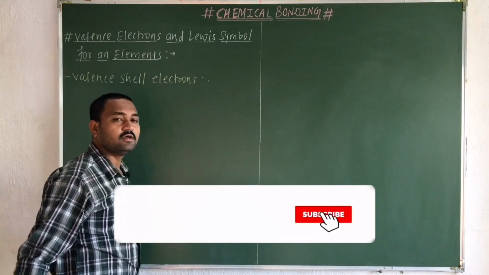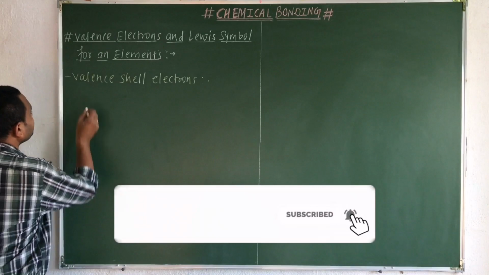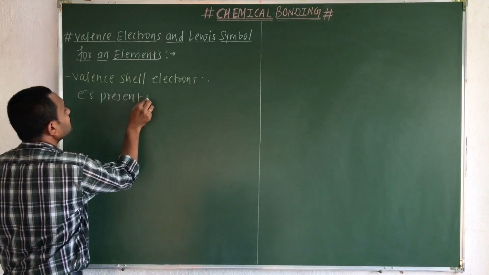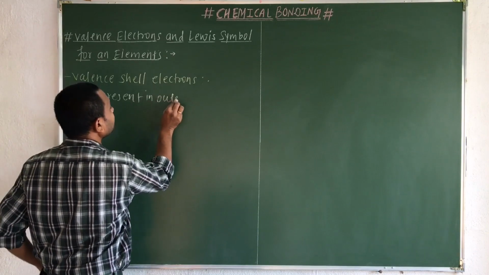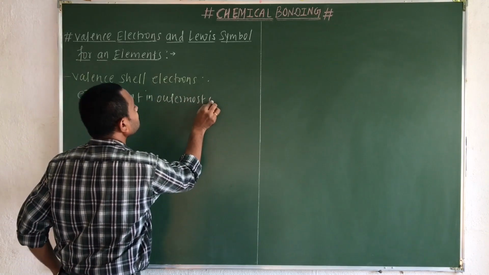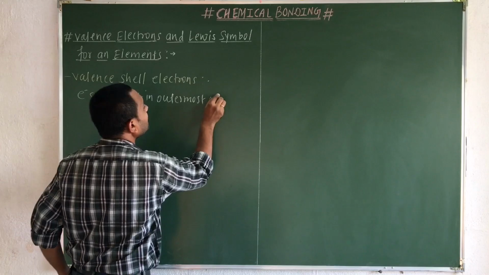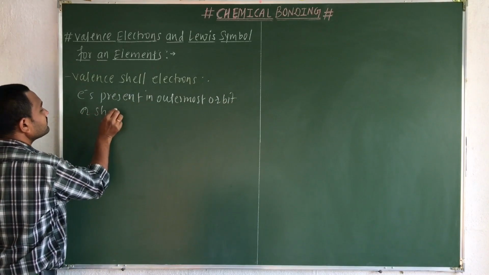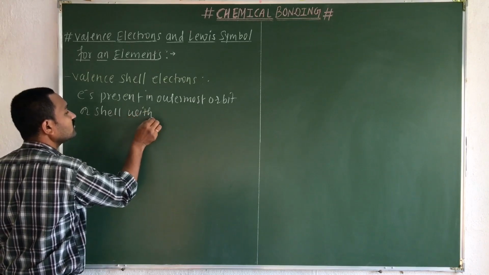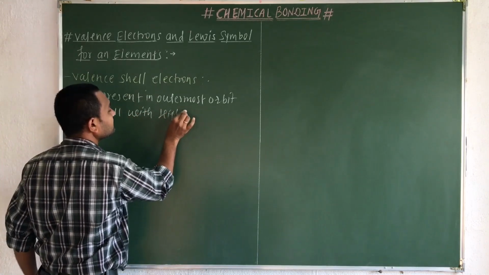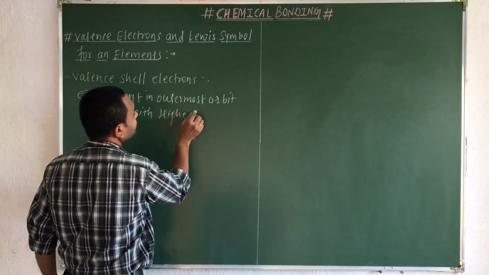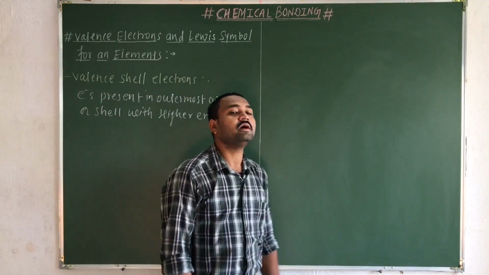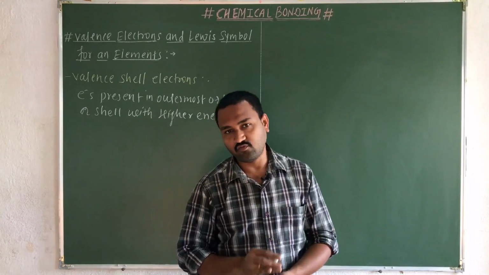Now you know that the electrons that are present in the outermost orbit or shell with higher energy are known as valence electrons, and they take part in the bond formation.